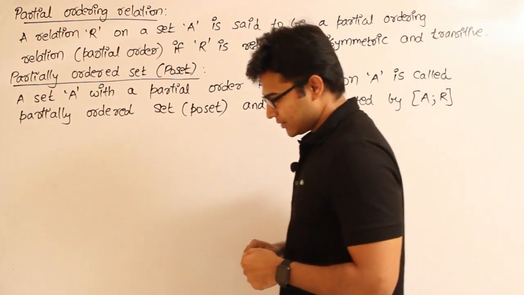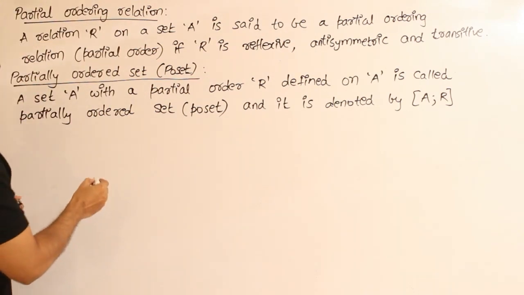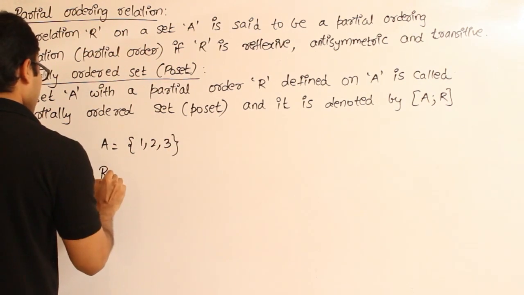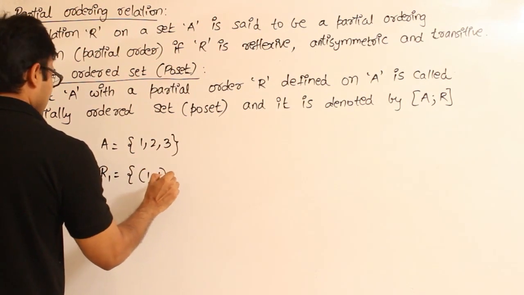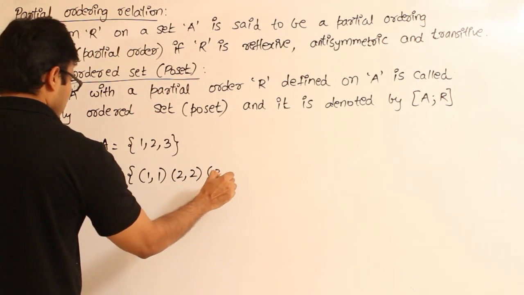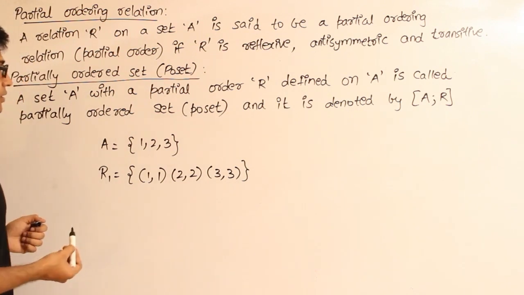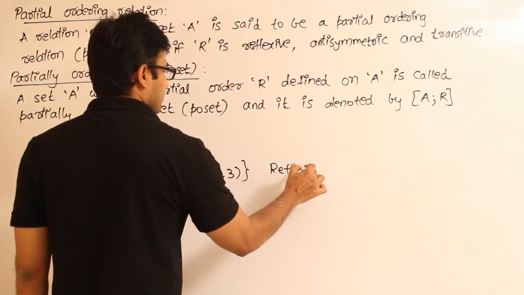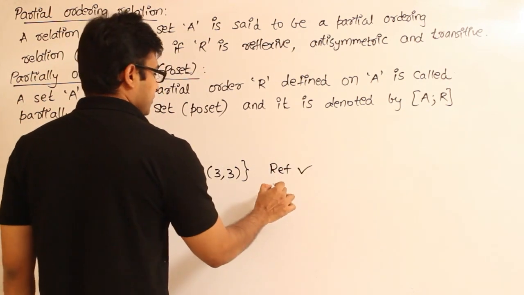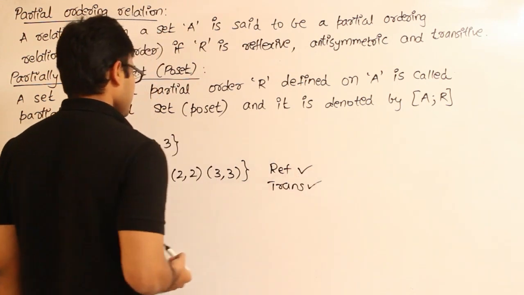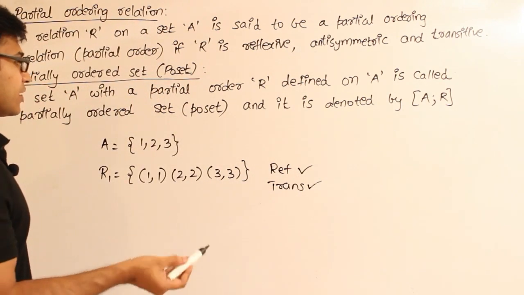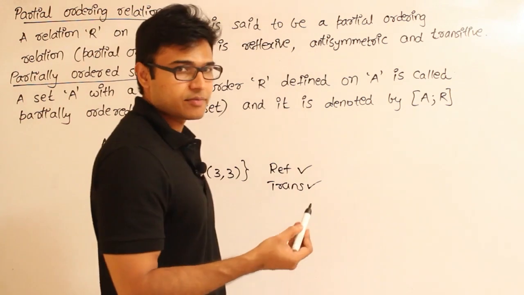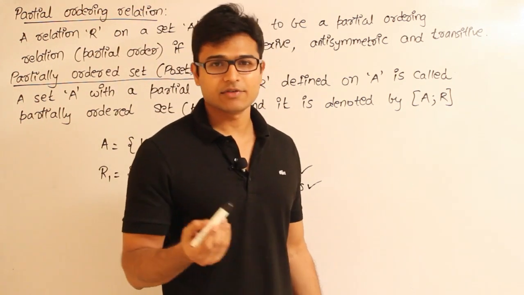For example, you can take this example. Let's say A is a set, and you define a relation R1 which contains 1 1, 2 2, 3 3. What can you say about this relation? This is definitely reflexive, isn't it? And this is definitely transitive. Why am I saying that it is transitive? Because it does not contain a comma b and b comma c. If it contains a comma b and b comma c, then only there is a chance that it might fail to be transitive. If it does not contain them, then definitely it is transitive.